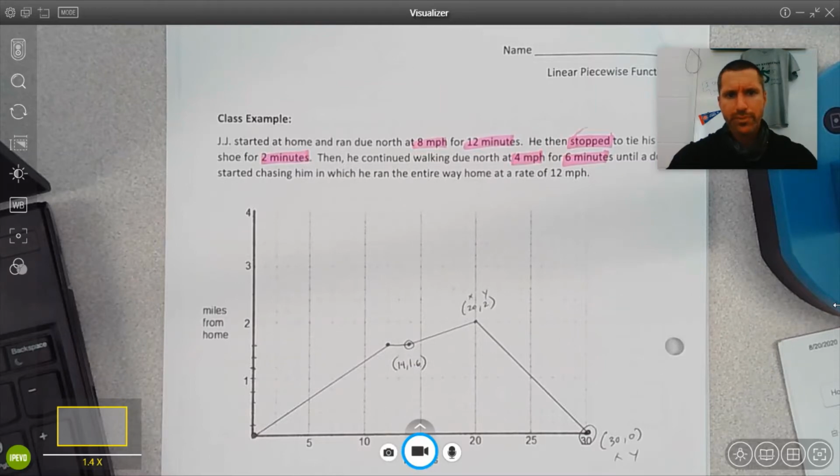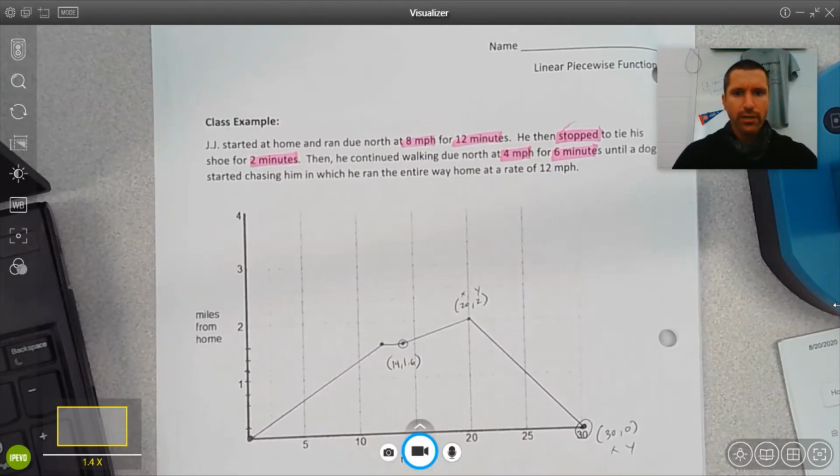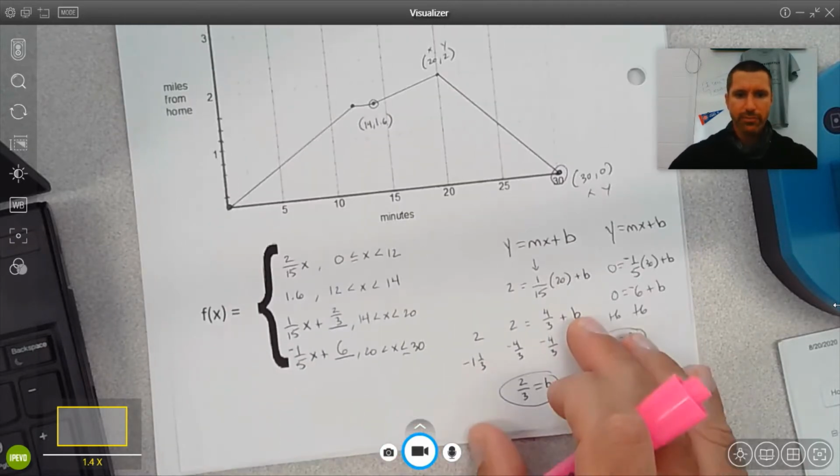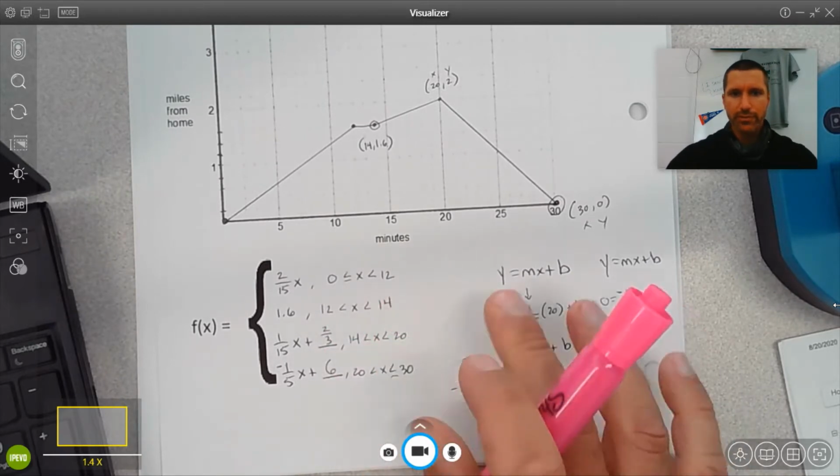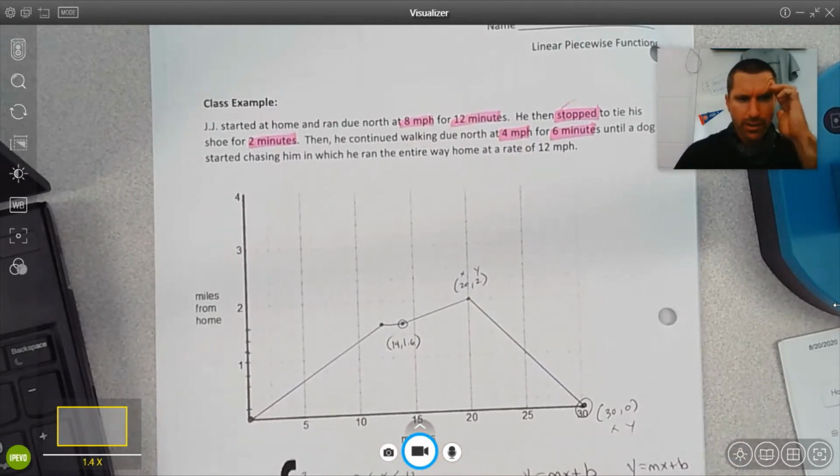Hey there! The purpose of this video is just to go over the notes from yesterday on linear piecewise functions. So let's take a quick look at what we did and accomplished. We had an example with 4 phases, and we graphed each phase and then came up with the equation for each one with the restrictions of the time elements. So I'm going to go through that real quick with you.